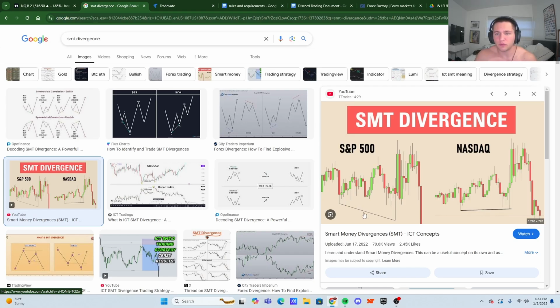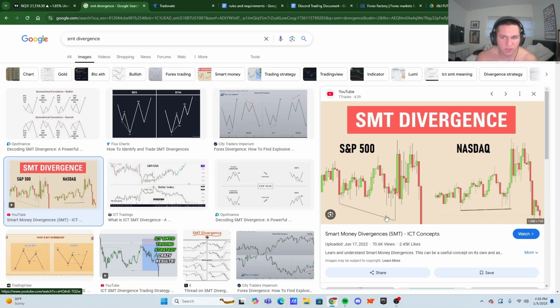So, for example, in this picture here, when we come down and we take out this swing low in the S&P 500, but that same swing low does not get taken out on the NASDAQ, meaning there's a liquidity sweep on the S&P 500, but no liquidity sweep on the NASDAQ, that is an SMT divergence because the S&P 500 is diverging or going away from the move that the NASDAQ was doing. The NASDAQ is now no longer following the S&P 500, even though they're supposed to because they're correlated pairs.